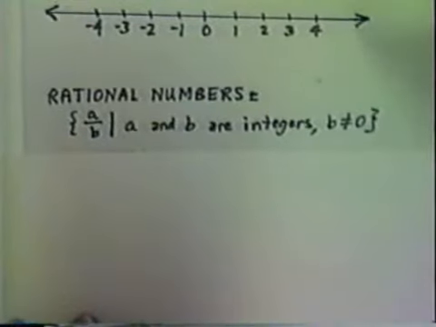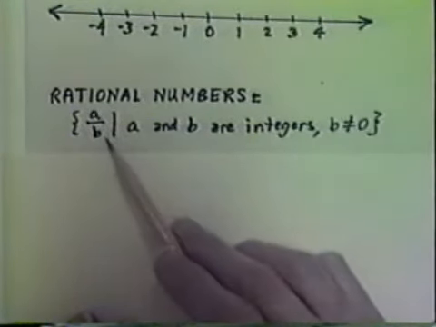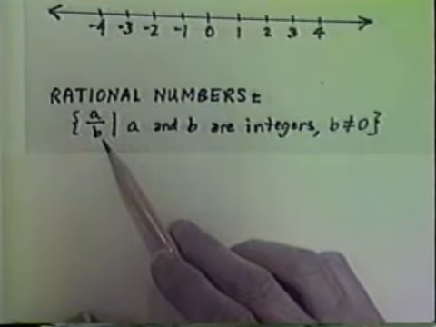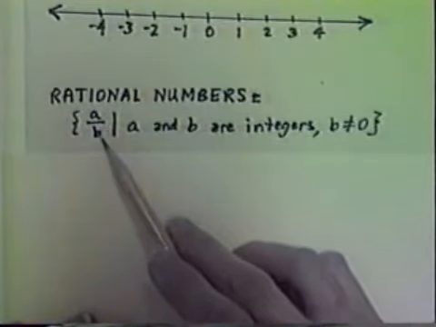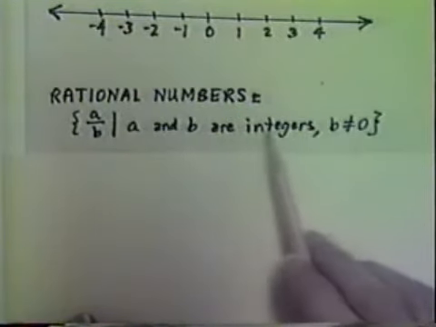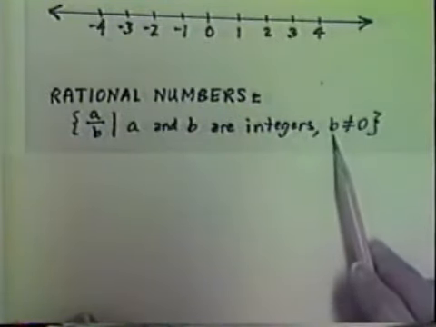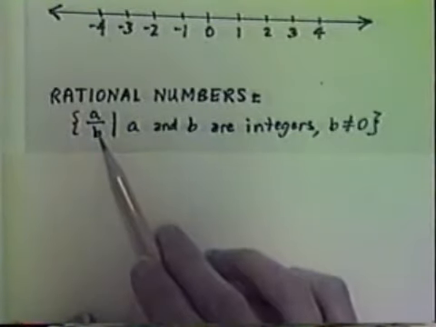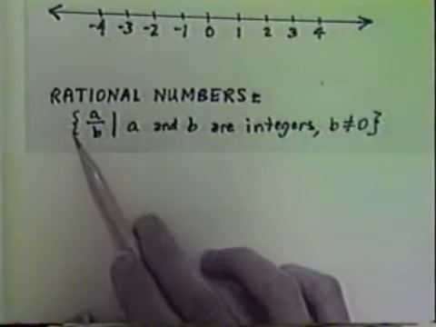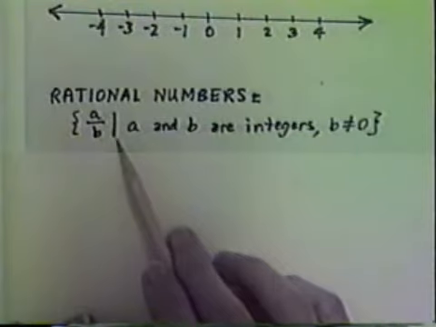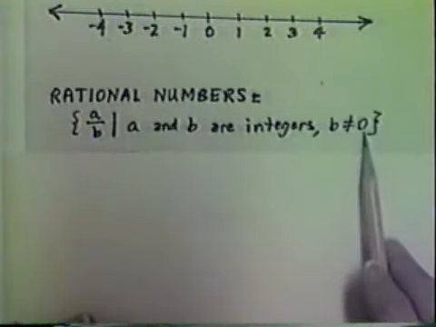The rational numbers are defined by writing down a formula, A over B, a fraction. We read this vertical bar as "such that": A over B such that A and B are integers and B does not equal 0. The denominator of a fraction is never ever allowed to be 0. So when we define rational numbers, we make that statement. So here's what the rational numbers are. The set of all A over B such that A and B are integers, B does not equal 0.